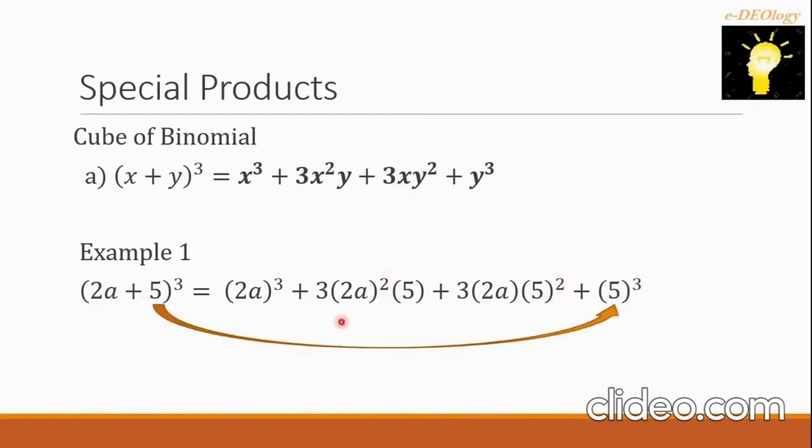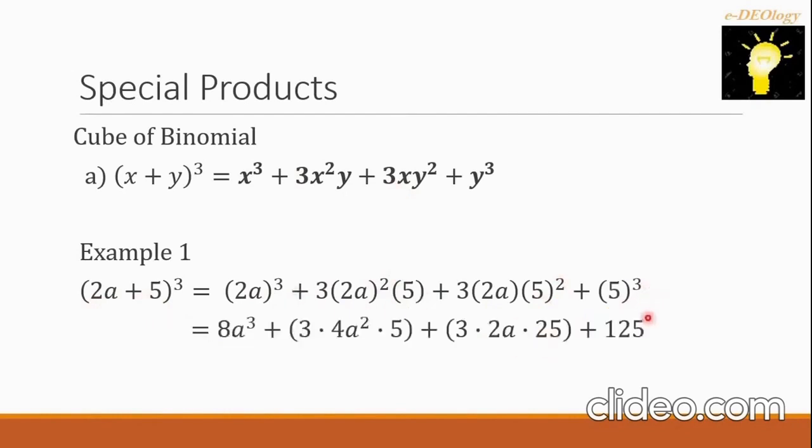And the last blank, the 5 will be raised to 3. And then we'll just simplify the terms. So this 2a raised to 3 will give us 8a cubed. Let us first simplify the 2a squared. We will get this 4a squared. Also the 5 squared in the third term will give us 25. We can simplify the 5 cubed. It will give us the 125.